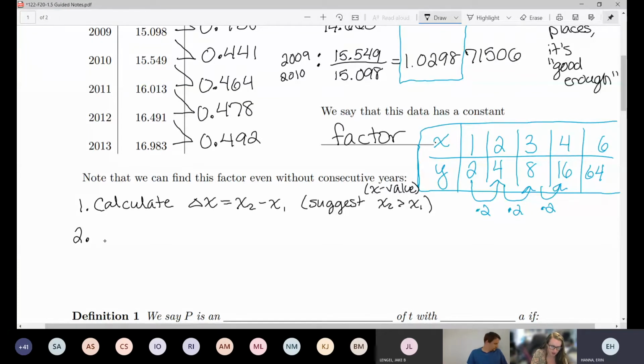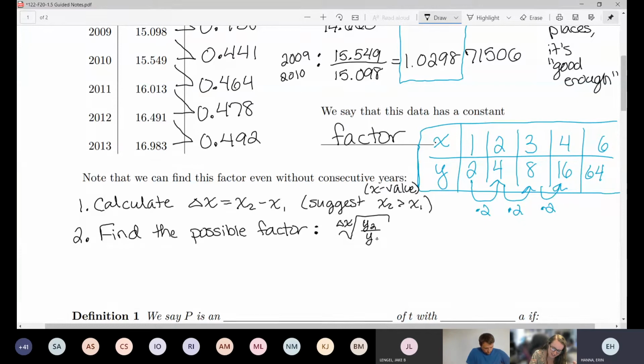And then you're going to find the factor. Maybe I should say the possible factor, because you have to check multiple cases to see if the factor is the same. And the way you're going to do this is you're going to take the change in x-th root of the ratio of the y values. And I'll do an example with both the year numbers and this easier example in a second.